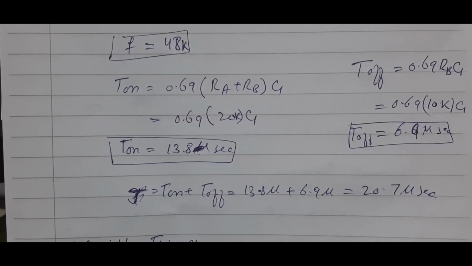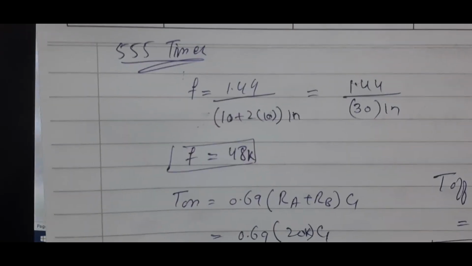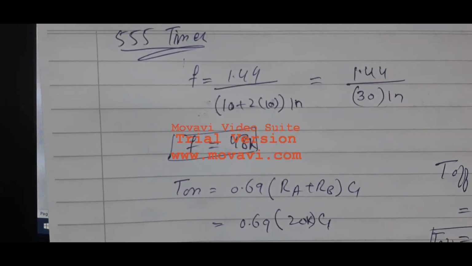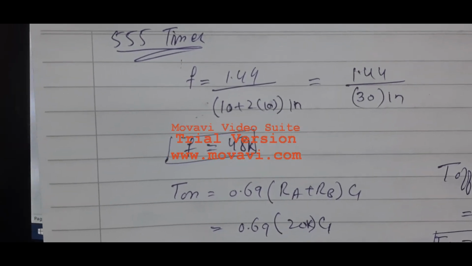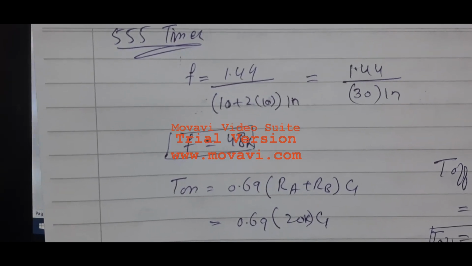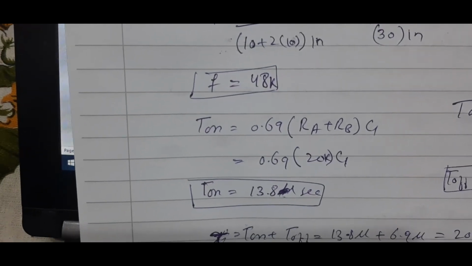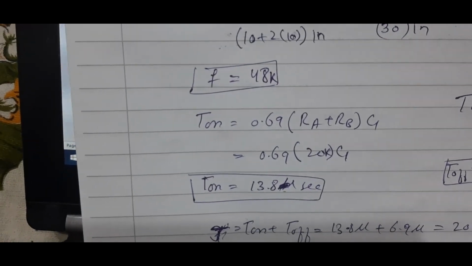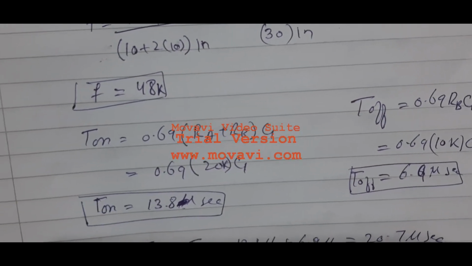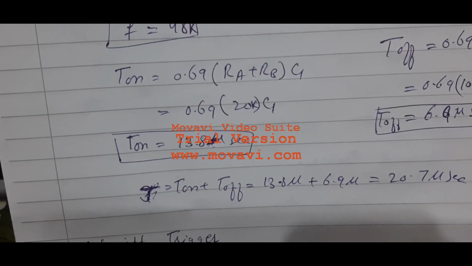In this way you can calculate the overall time period of this square wave. To analyze the 555 timer circuit diagram, I calculated its frequency of oscillation using this formula, which comes out to be 48 kilohertz. Then I calculated the on time of this circuit, which is 13.8 microseconds. Then I calculated the off time, which is 6.9 microseconds. Then I calculated the total time period, which is 20.7 microseconds.